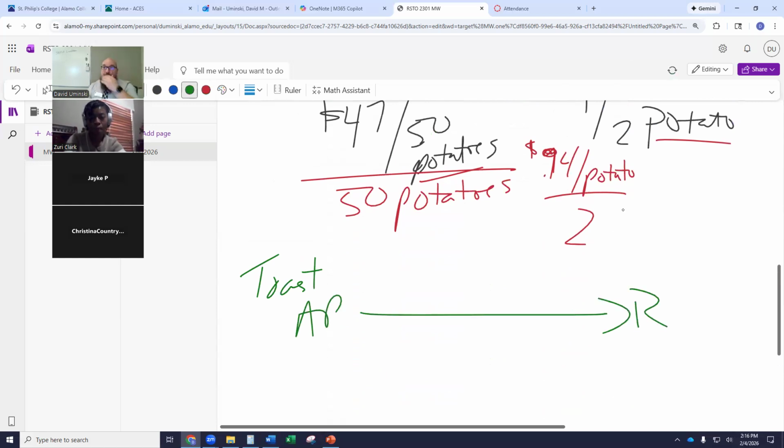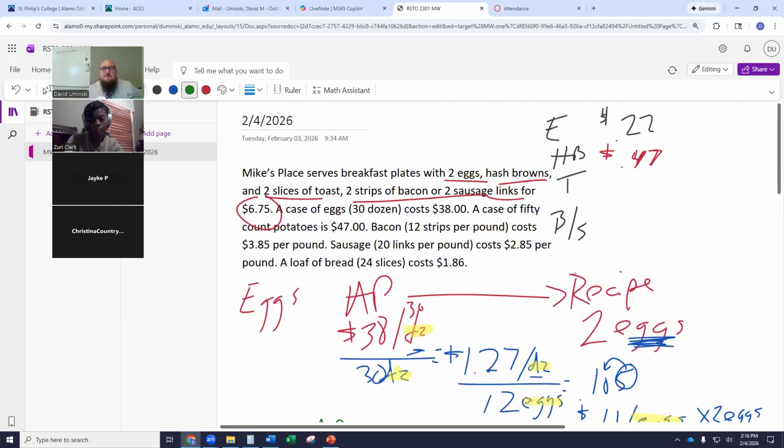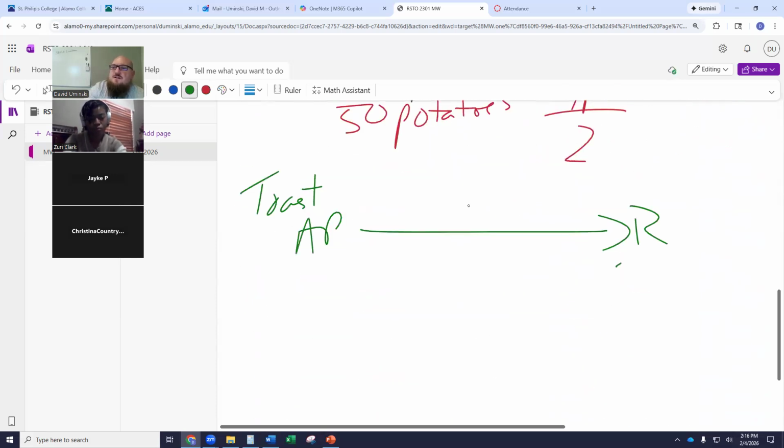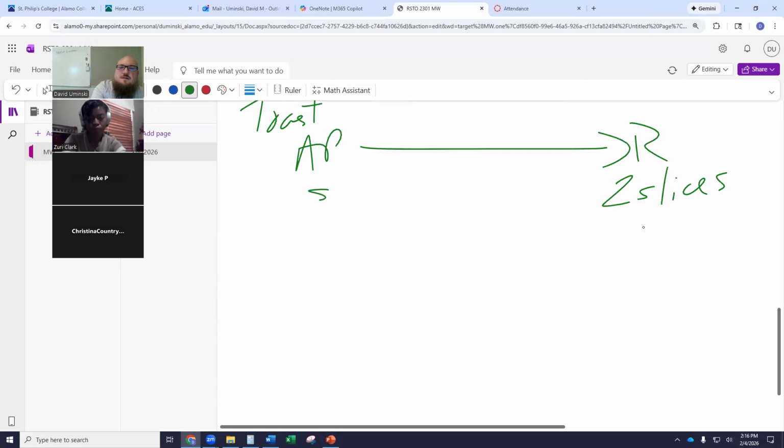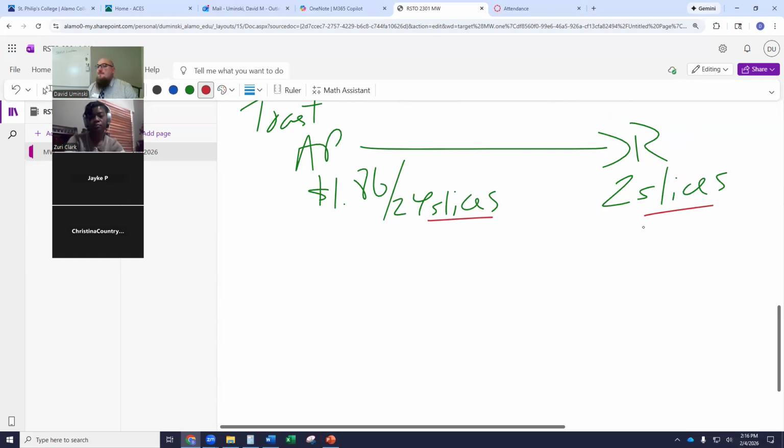AP to recipe. A loaf of bread is 24 slices and it costs $1.86. And we've got 2 slices of toast for our recipe. So 2 slices. And it was $1.86 per 24 slices. Do our units match? Thumbs up for yes, thumbs down for no. Do our units match? Slices.